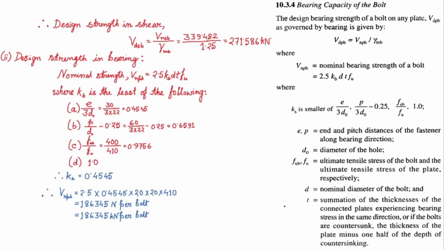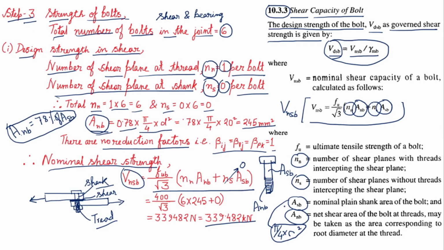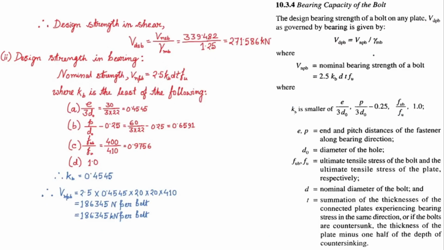Therefore the design strength in shear will be, with this formula, VDSB equal to VNSB by gamma MB. VNSB we have calculated and gamma MB we already know; you have to take it from Table 5 of IS 800:2007. So finally the design strength in shear for the bolt is 271.586 kilonewton.